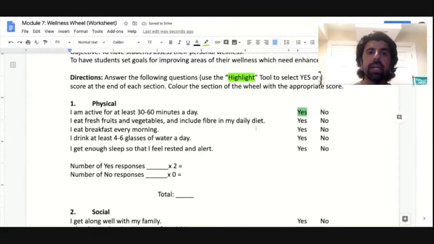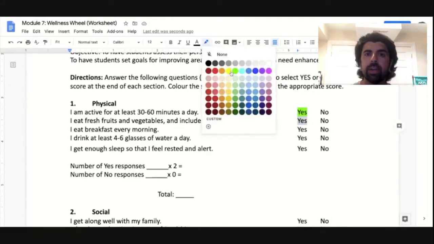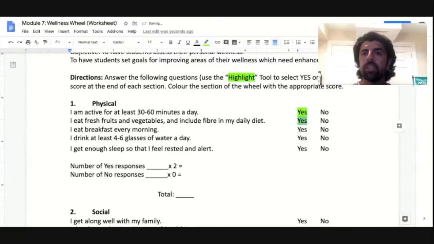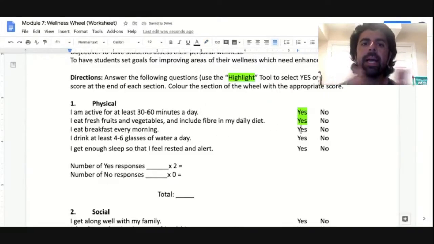I go to the next one. I eat fresh fruits and vegetables and include fiber in my diet. That is a definite yes. So I'm going to click on that. Do you see here how it's going to be done? This is how you're going to answer all of these.